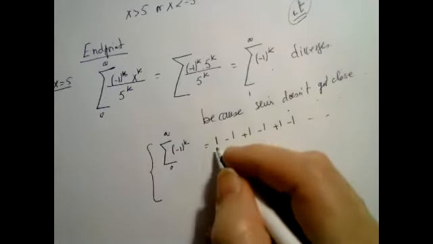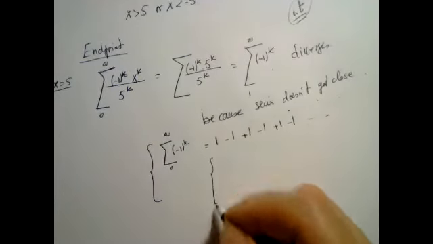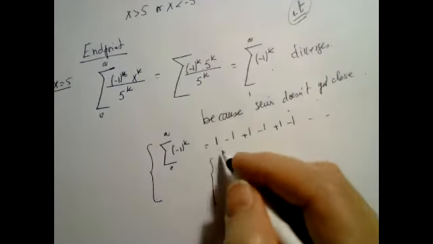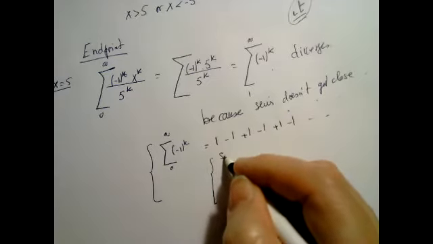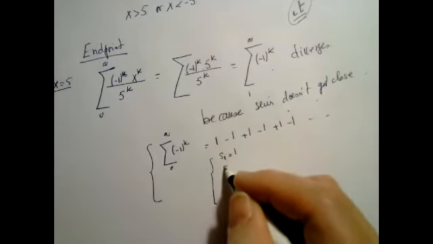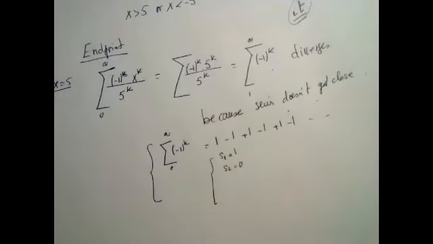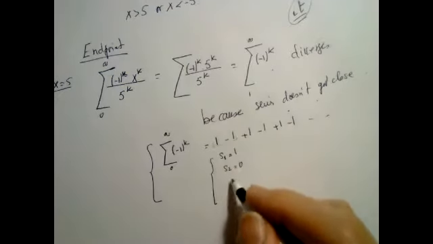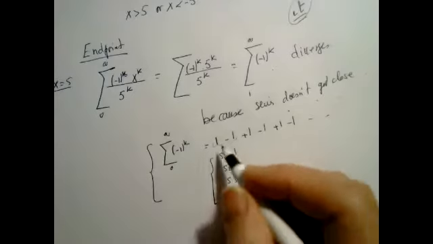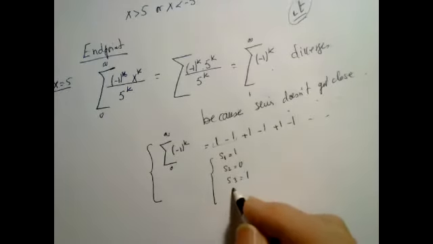If I start evaluating the partial sums, let's see what happens to them. The first term, S1, is 1. S2 is 0, because I start adding. S3, 1 minus 1 plus 1, is 1.